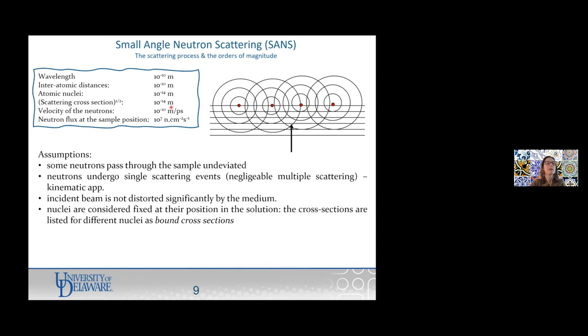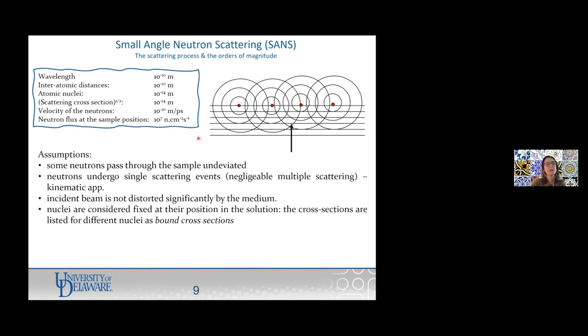So just to step back for a second, let's look at the dimensions of the things that we are measuring. If you look at the sizes of different things, for example, the wavelength of the neutron is comparable to the interatomic distances that your sample has. The atomic nuclei, on the other hand, are smaller by a factor of four. So for neutrons, the nuclei are actually a point scatterer because they are so much smaller than the wavelength of the neutron itself. The scattering cross sections are of a similar order of magnitude. That's the velocity of the neutrons there, just out of interest. And the typical neutron flux that you'll have at the sample will vary depending on the instrument that you're using, but typically it's around 10 to the 7.